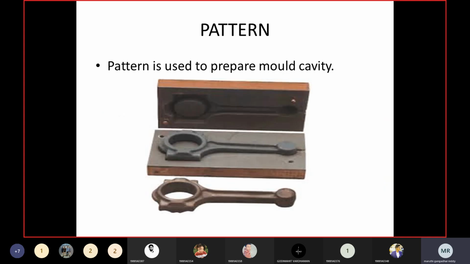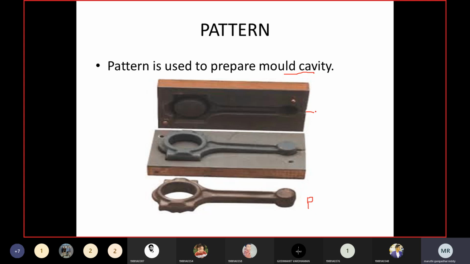And next, what is the purpose of the pattern? With the help of the pattern we are going to prepare the mold cavity. In this particular example, this is called a crankshaft. First of all, before actually going for the manufacturing of the crankshaft by using the casting process, I need to prepare a pattern. This is called a pattern, and then with the help of the pattern I am preparing a mold cavity.